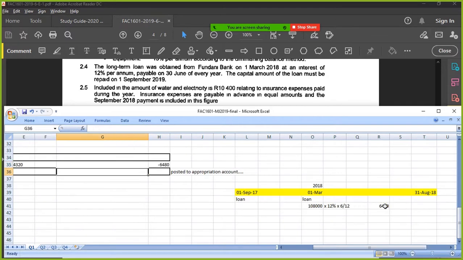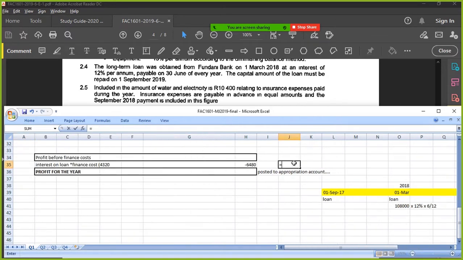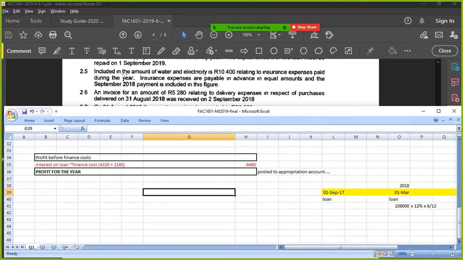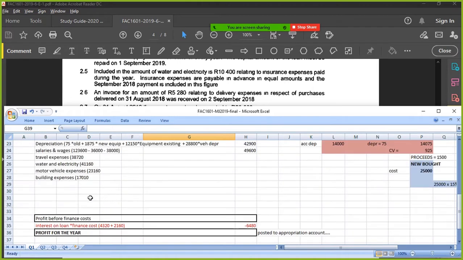Obviously, you would have had to have provided for the accrual. I mean, you can show it if you really want to, but it's not necessary. Because remember, it's just the disclosure. There would have been an accrual for 2160, which would have been an accrued expense. But I don't need that because I would only show that in a statement of financial position. In this statement, I would just show the total, whatever I had for the year. So if I had the loan for 6 months, I have to pay 6 months interest. All right, 2.5. Included in the amount of water and electricity is 10,400 relating to insurance expenses paid during the year. That you have to show separately.